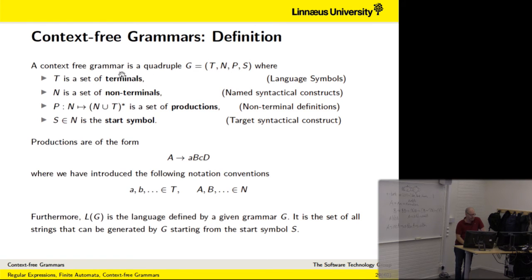We have the terminals, that was our symbols, lowercase letters. We have the non-terminals. We have the rules, called productions. A production is a mapping from a non-terminal to a combination of terminals and non-terminals. And we have a well-defined start symbol. This is where we start, where we can derive something. One of the non-terminals is the start symbol.